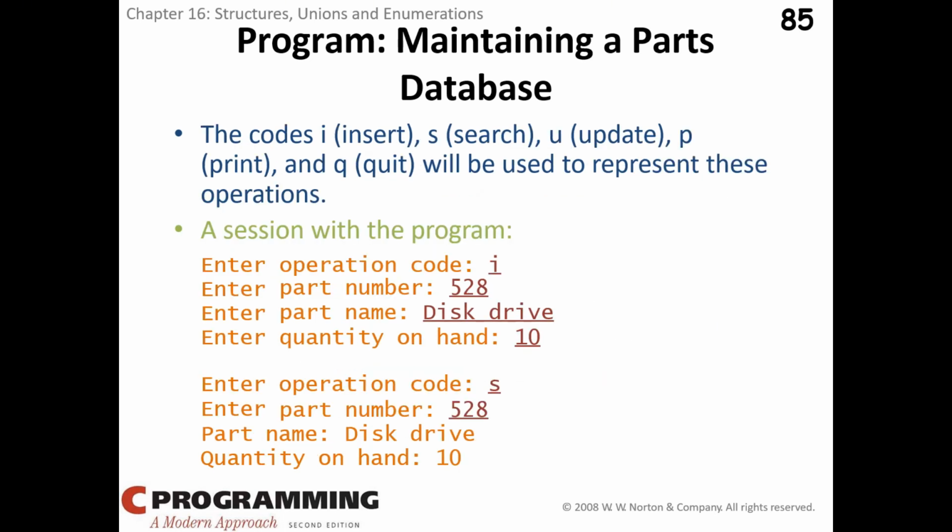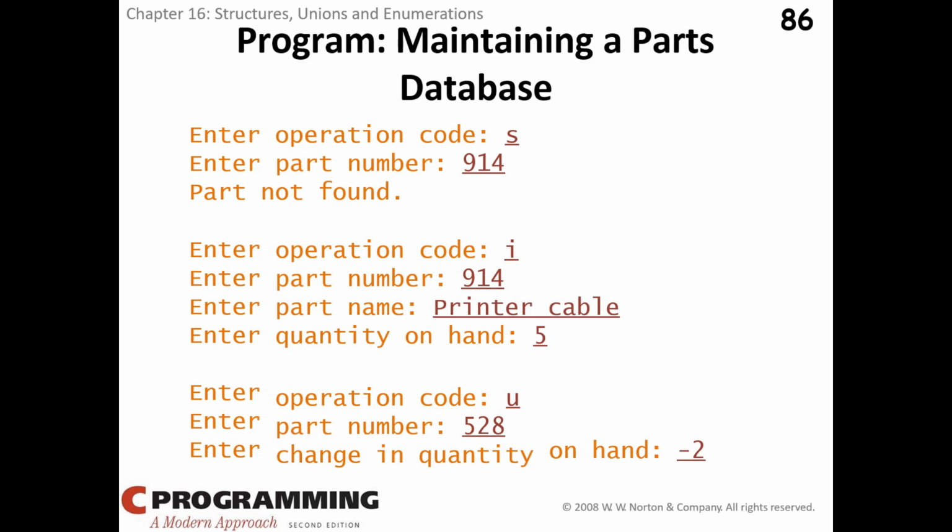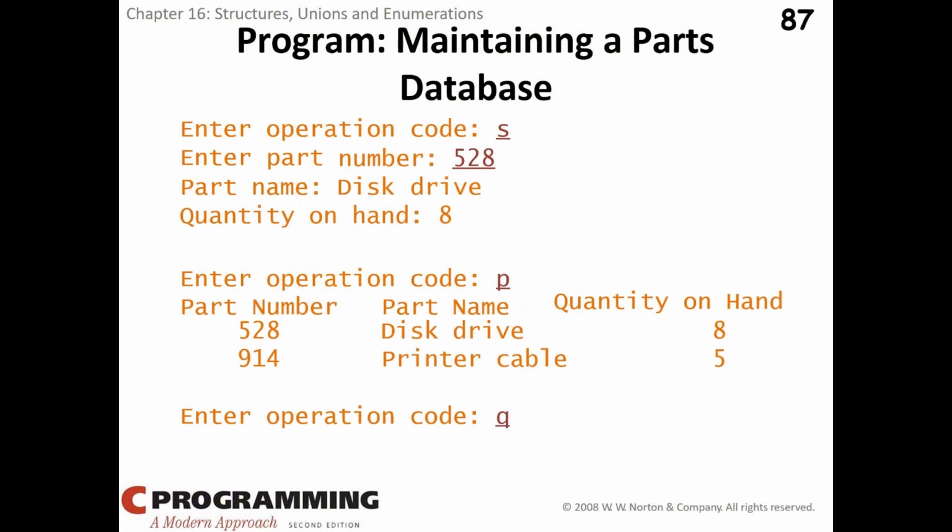And the codes I for insert, S for search, U for update, P for print, and Q for quit will be used to represent the operations that I mentioned before in the previous slide. And here in this slide we can see an example of a session with the program. Here also shows a session with the program showing another functionality, which is the insert and the update. And here we can see the session when the user wants to print the overall information from the database.